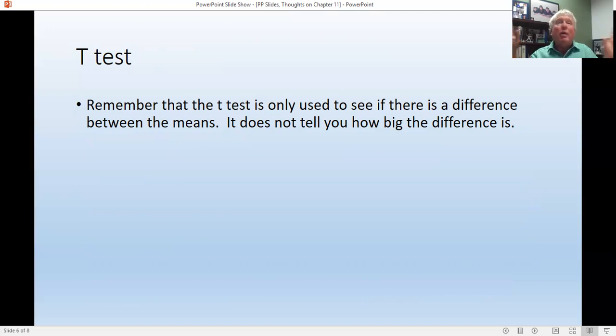You can't say, oh, I got a really big t-score, a 10.5, so the difference is really large. No, that's not what the t-score is for. The t-score only determines if there is a difference or if there isn't. Remember, there's only two results: fail to reject the null hypothesis or reject the null hypothesis. That's what the t-score determines. It doesn't determine how much you did it by. It's only a test to see if you've achieved statistical significance.